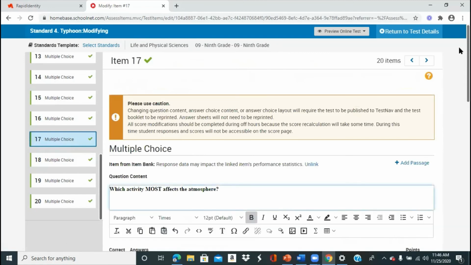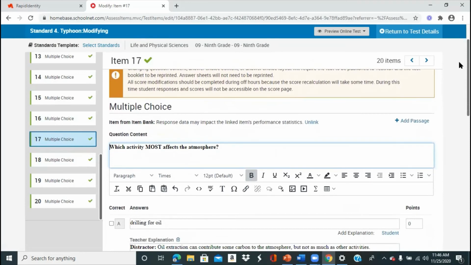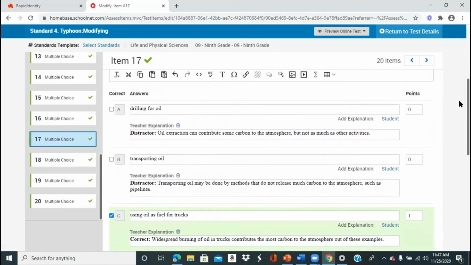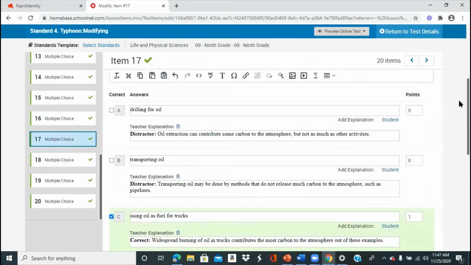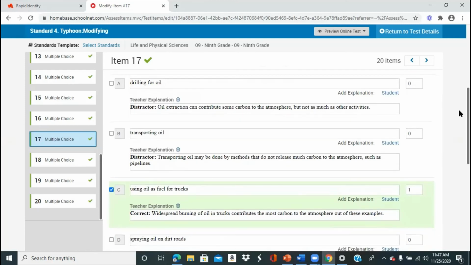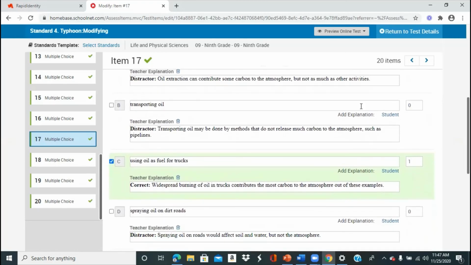So we go to the next one. Which activity most affects the atmosphere? So you got drilling for oil, transporting oil, or basically using oil as fuel for trucks or any vehicle. So according to the expert, widespread burning of oil in trucks contributes the most carbon to the atmosphere out of these examples.